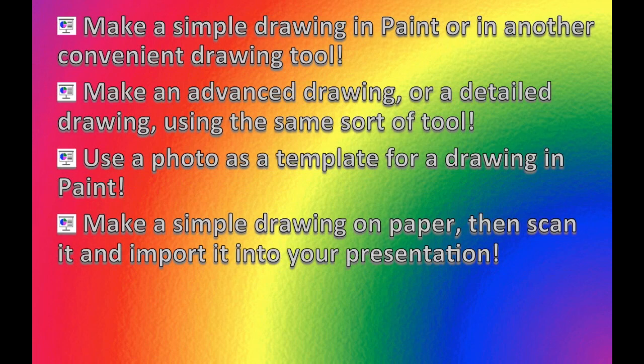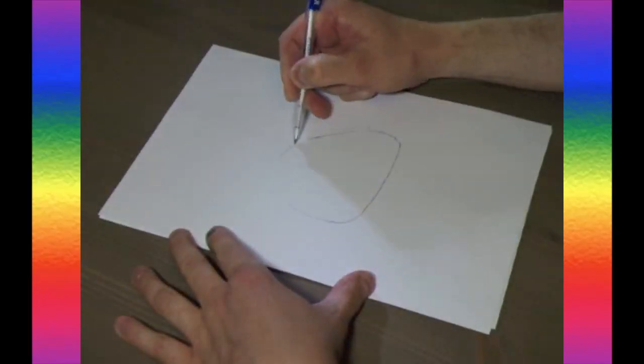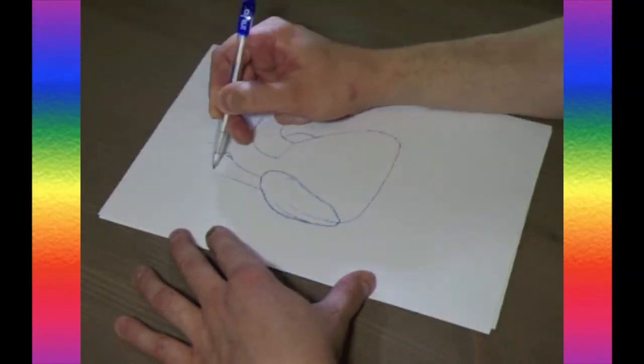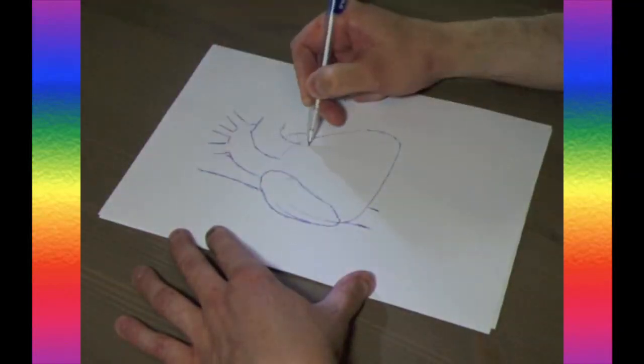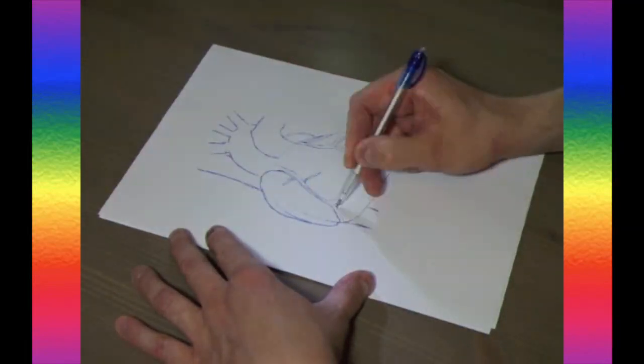Now to the fifth and last method for making an illustration to be used in your presentation. Make an advanced hand drawing on paper, then scan it, improve it in paint, and finally add colors. Since I'm now making a far more challenging paper drawing than the previous one, I start out with a sketch by either pen or pencil on one sheet of paper, as this allows me to correct any errors instantly.